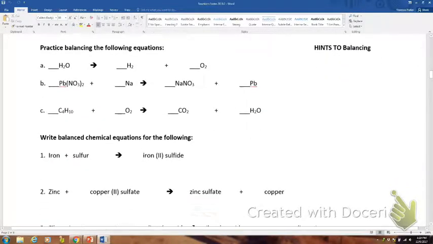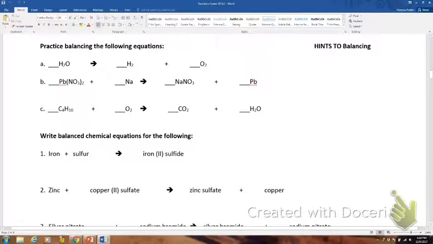All right, so here we go. We're going to practice this. Before we do, I'm going to give you a couple of hints, okay? And we're going to write these over here. My first hint is if it's got a metal, we're going to balance our metals first. Metals first, if they're present, okay? Second thing is treat polyatomics as one unit.